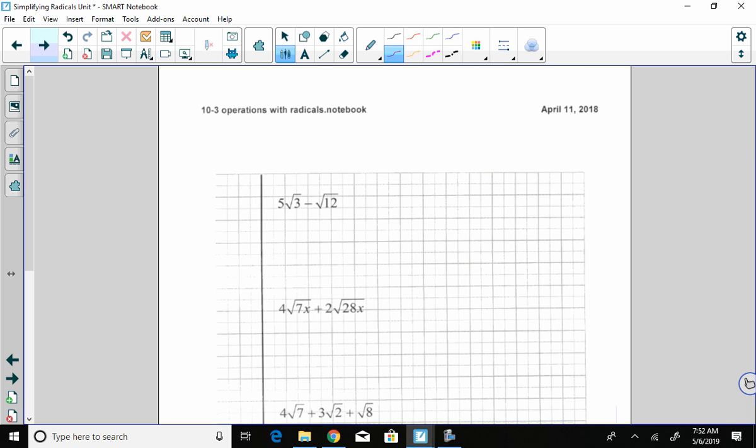5 root 3 minus square root 12. Do they have a common radical? The answer is obviously no. So now I need to try to get them to have a common radical. It's probably going to be easiest for us to do that with the 12. So let's think about what makes 12. 12 is the square root of 4 times 3. And that's helpful because I want to have that root 3 there. So I actually have 5 root 3 minus 2 root 3, right? And 5 minus 2, I end up with 3 root 3.